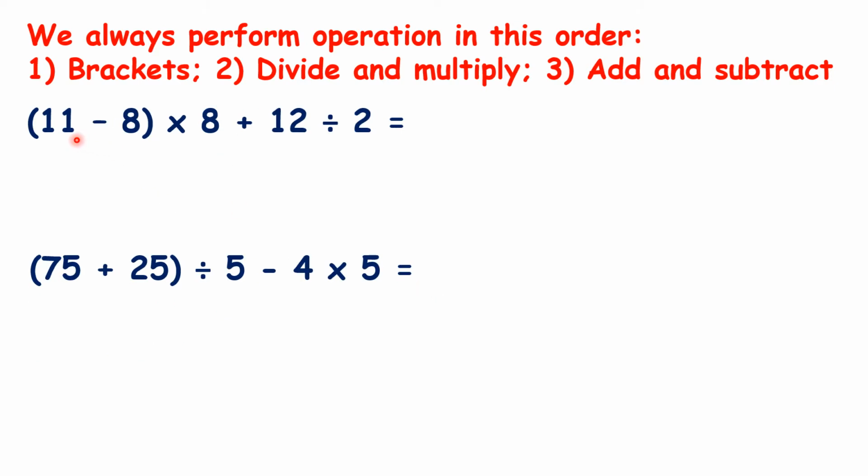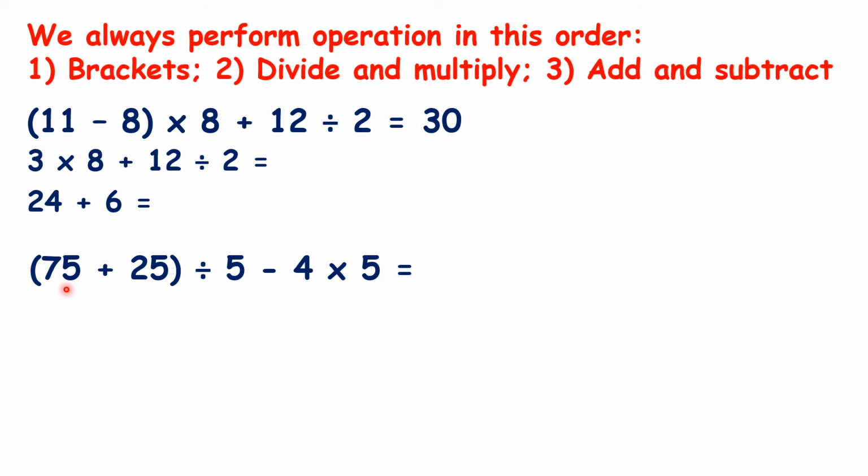So now here we start with the brackets, so 11 minus 8 is 3. Now we have both a multiplication and a division, so 3 times 8 is 24, and 12 divided by 2 is 6. So we have 24 plus 6, which gives us our answer of 30. Now pause the video and see if you can answer this last question.